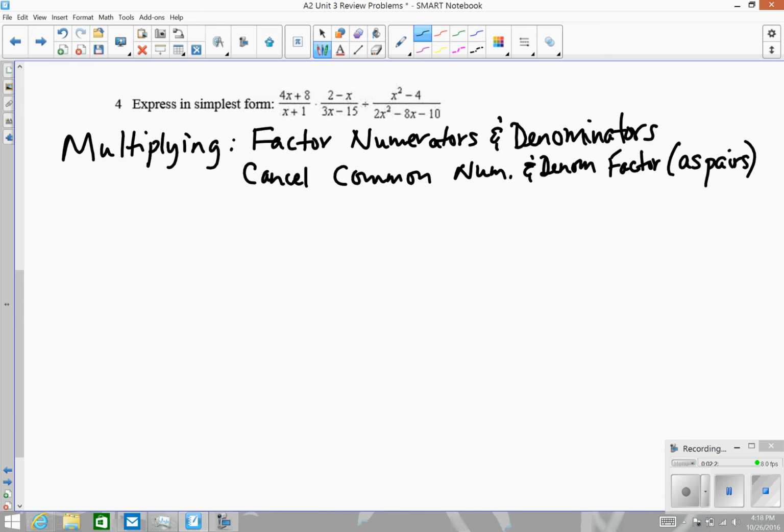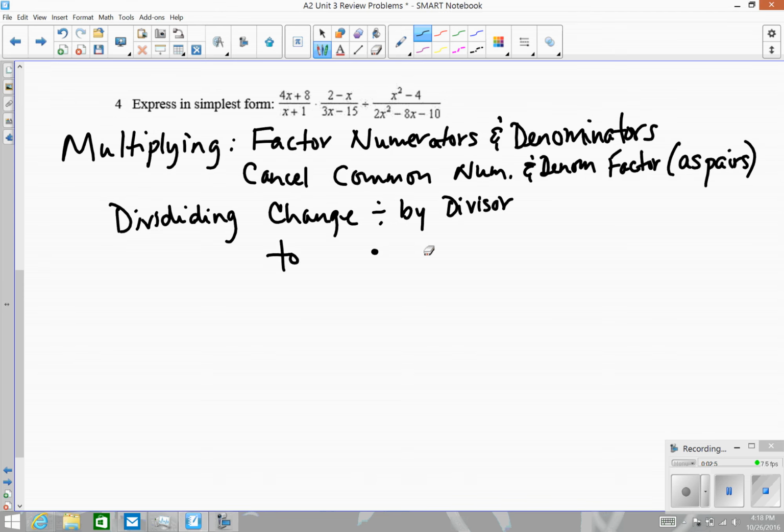That's for multiplying. If we are dividing these rational expressions, then we need to change our division sign, and we are dividing by the divisor. We're going to change that to multiplying by the reciprocal of the divisor. So we'll just write reciprocal of that divisor.